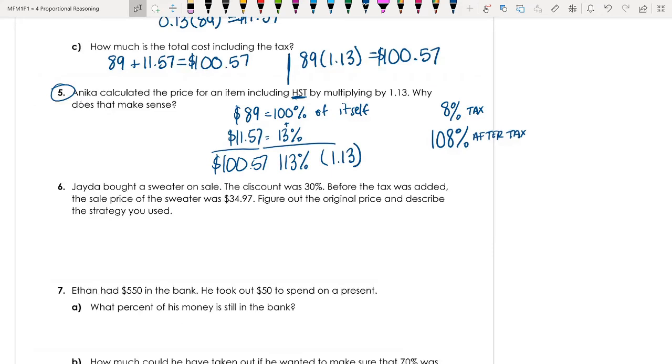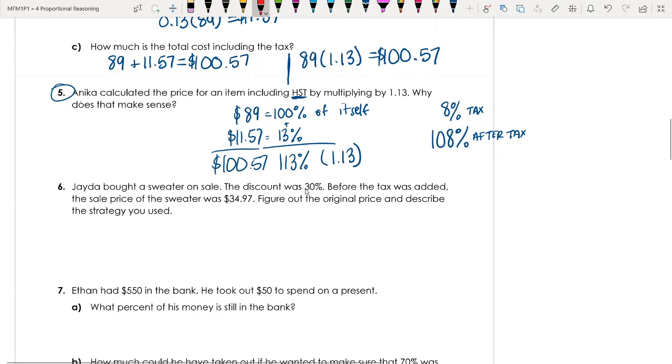All right. Working on question number 6, Jada bought a sweater on sale. The discount was 30%. Before the tax was added, the sale price of the sweater was $34.97. Figure out the original price and describe the strategy that you used. So in order to do that, let's analyze the question. Let's determine what information the question is giving us and what information the question wants to know.